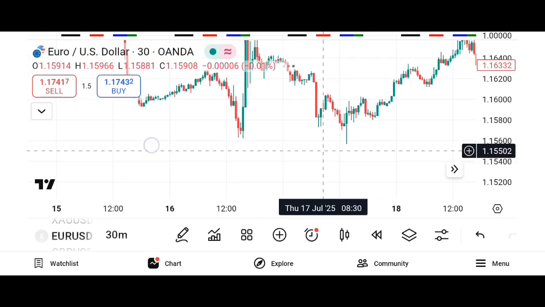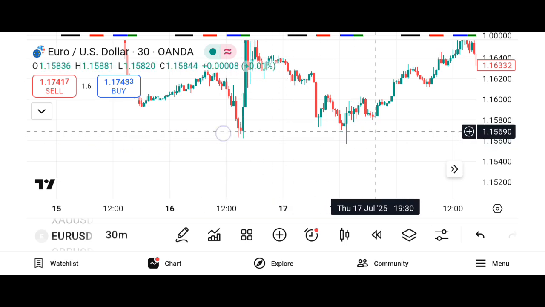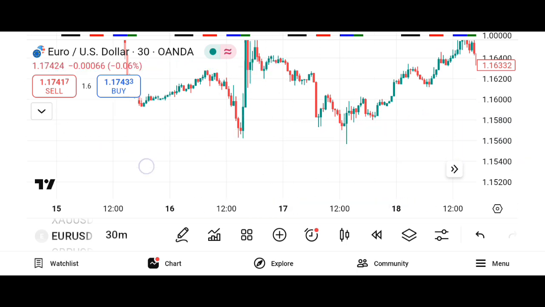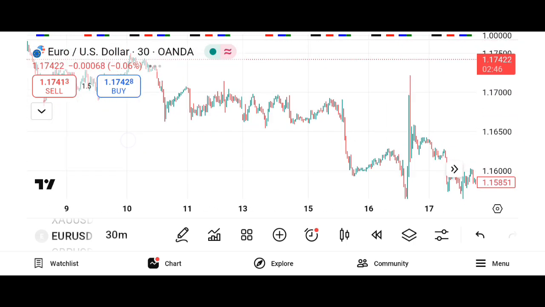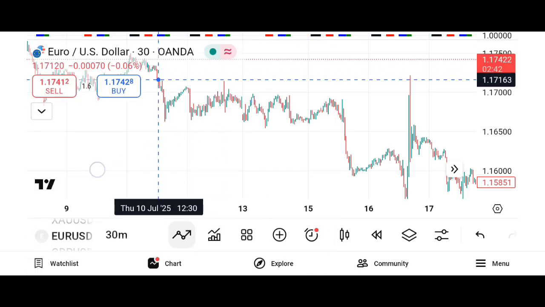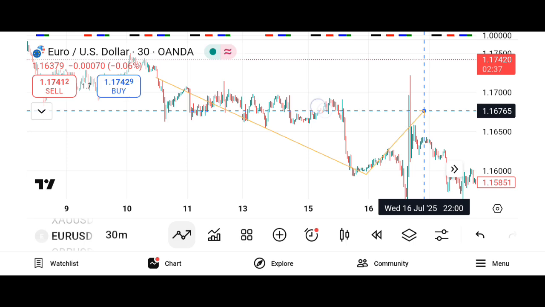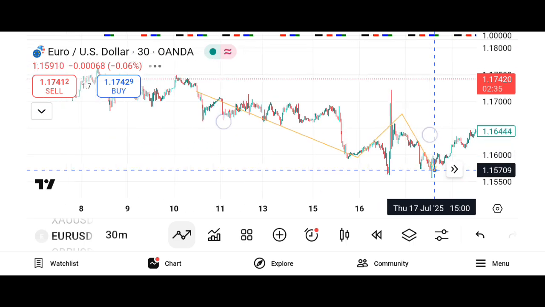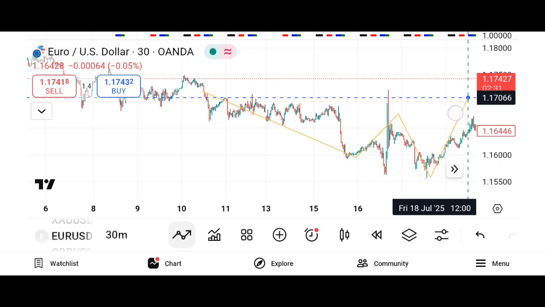Here we have wick to wick. It reversed the trend. So the trend has been coming down, price has been coming down, and it got here. We got a wick to wick, and it started going up.